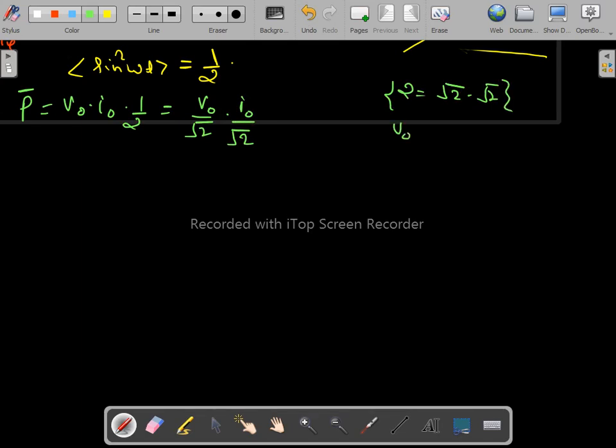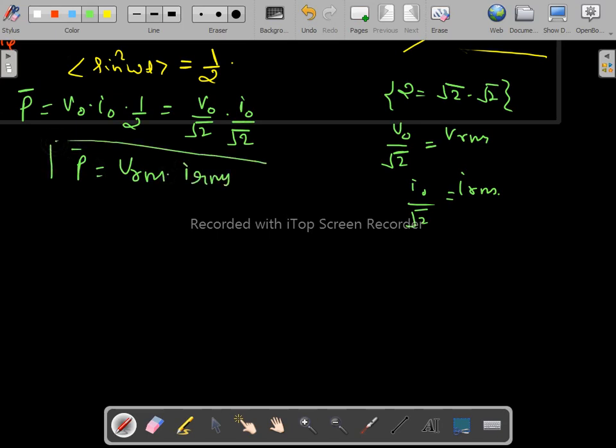Now tell me one thing. What is V naught by root 2? Is it V RMS? And what is I naught by root 2? Isn't it I RMS? So this means the average power is equal to V RMS into I RMS in case of a purely resistive circuit.